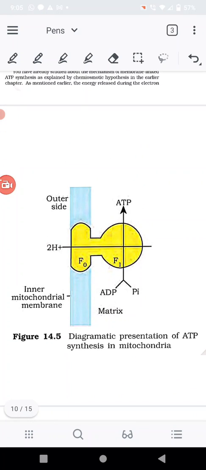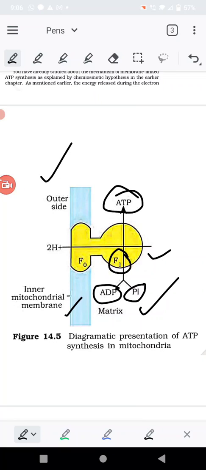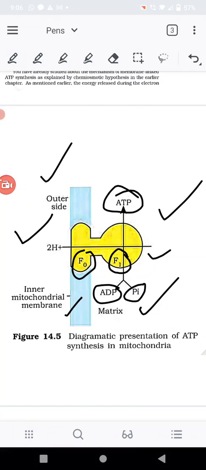From this diagram, it is already very clear. This is the outside, this is the inner mitochondrial membrane, and this is the matrix. I told you that ATP synthetase has two parts, F0 and F1. The F0 part is present in the inner mitochondrial membrane, whereas the F1, which is the head region, is present in the matrix, and it is the point where ATP is formed by utilizing ADP and the inorganic phosphate. The F0 works for the transfer of the protons from the outside to the matrix, and for each ATP molecule 4 H+, that is 4 protons, are transferred.